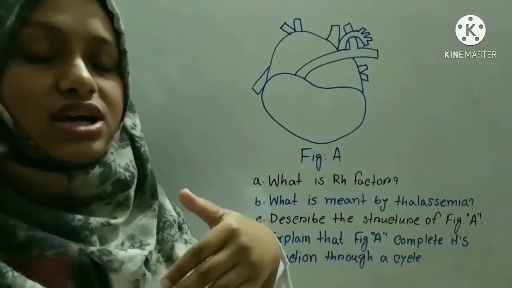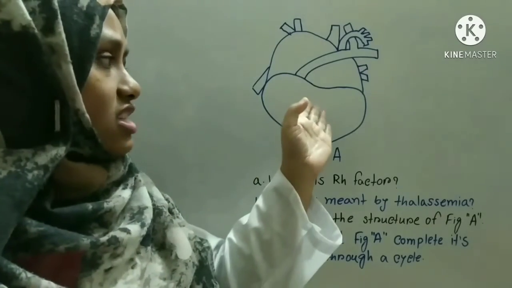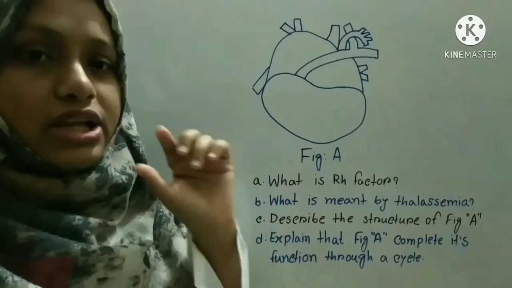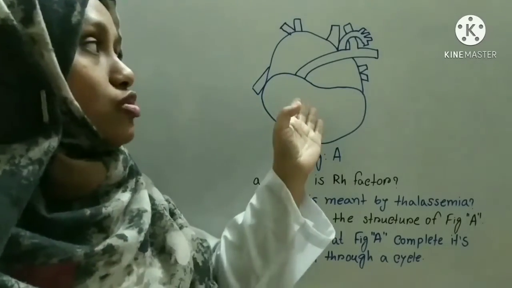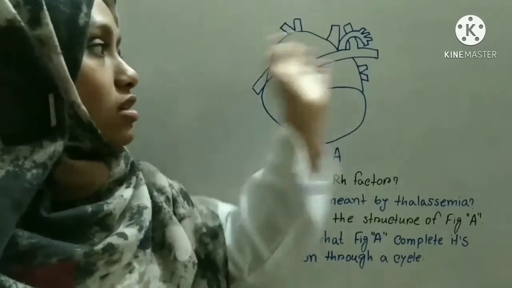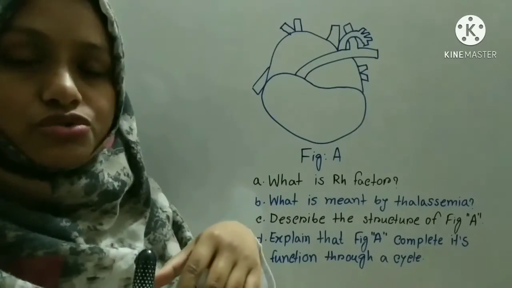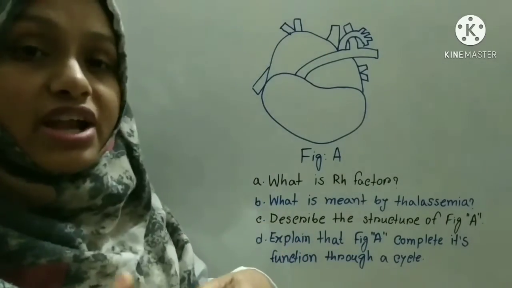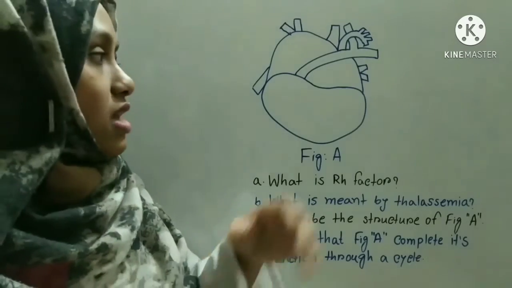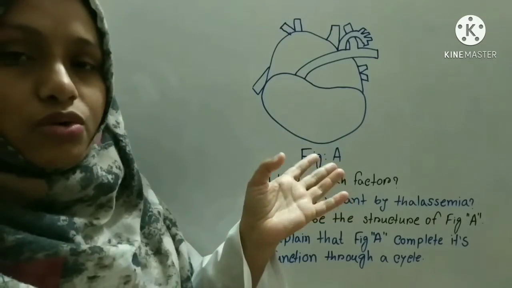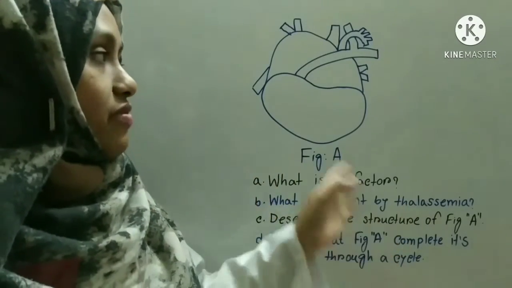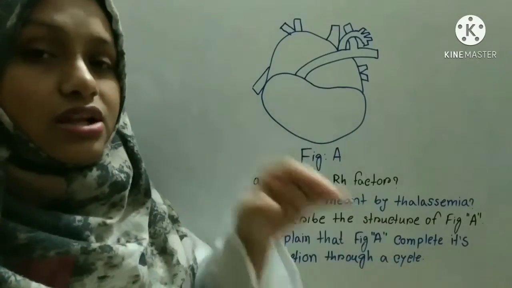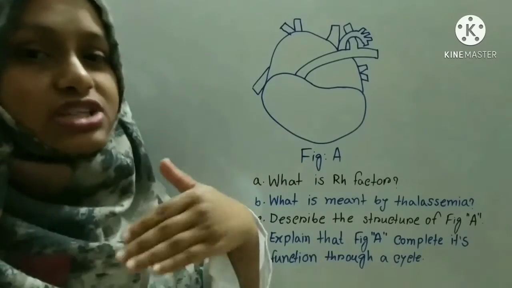Now discuss the figure. For discussion of the heart, it is very essential that you must draw the figure and label all the parts. If you do that, then it will be very easy for you to describe the structure. Okay, so in the first introduction para, you write that it is a figure of the heart. Then draw the figure. Now describe it.